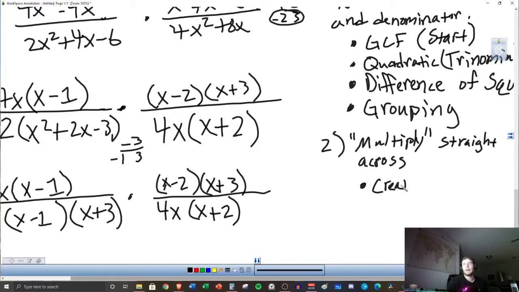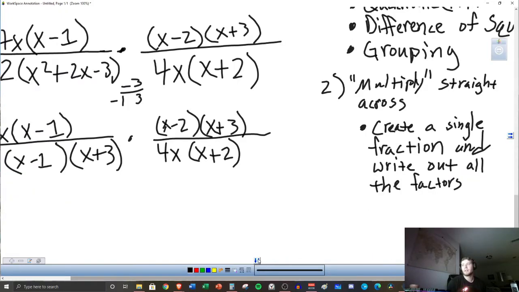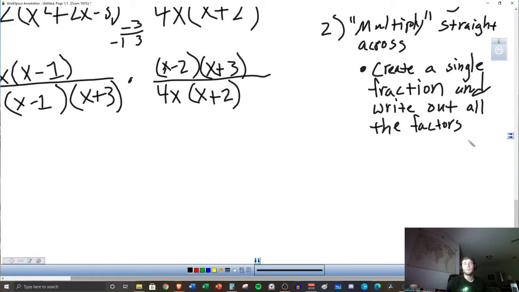We're going to create a single fraction and write out all the factors side by side on the top and bottom. I realize that my screen is blocking these notes. Here we go. Write out all the factors side by side on the top and bottom.